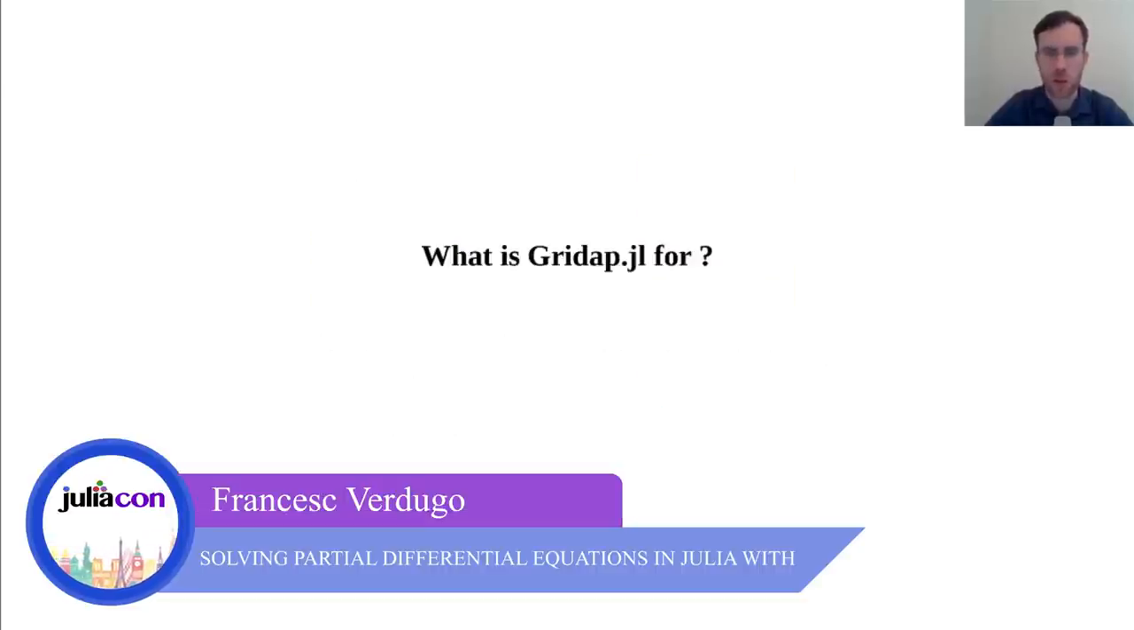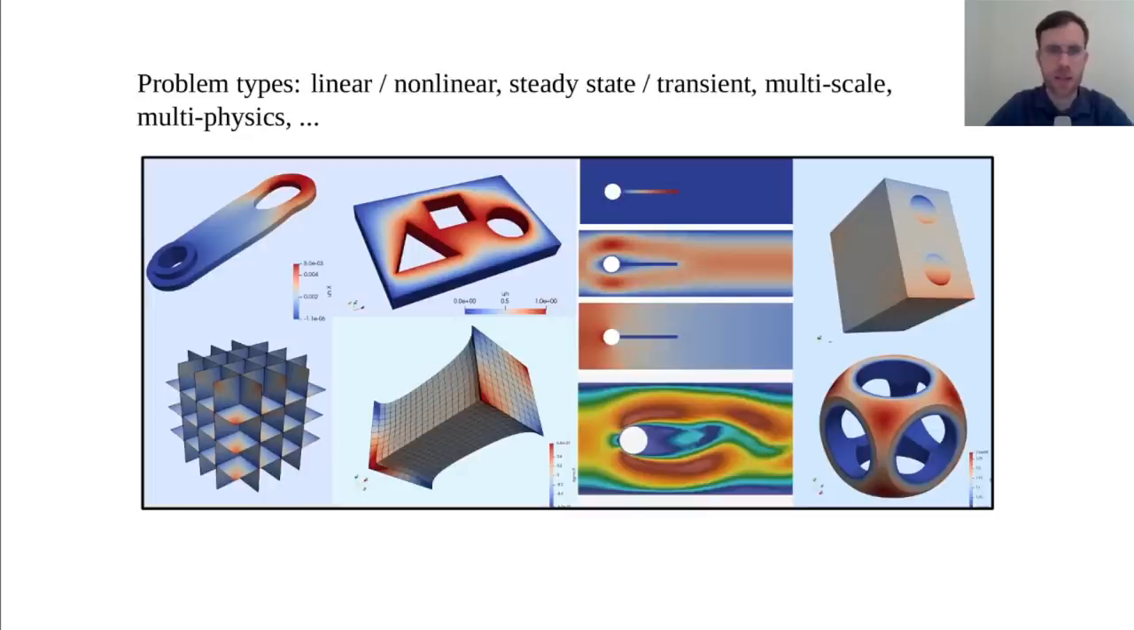So what is the goal of this project? What is Gridap for? In short, Gridap is a library for solving partial differential equations, or PDEs, using finite elements. As you can see from this picture, for our research, we are interested in solving different types of PDEs with different types of finite element methods. This includes the most basic PDEs like linear steady-state problems to more complex settings like non-linear, transient, multi-scale, and even multi-physics applications. And of course, we are interested in solving all these problem types efficiently in order to be able to solve real-world applications.